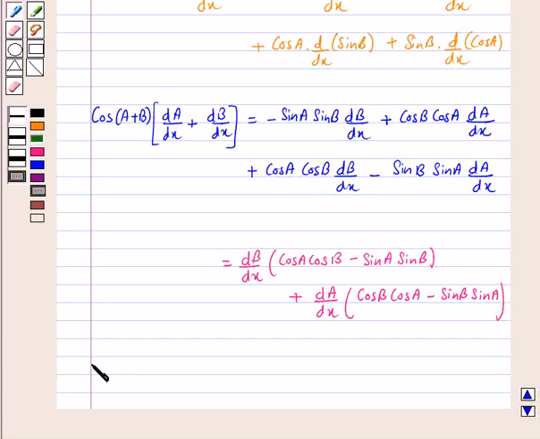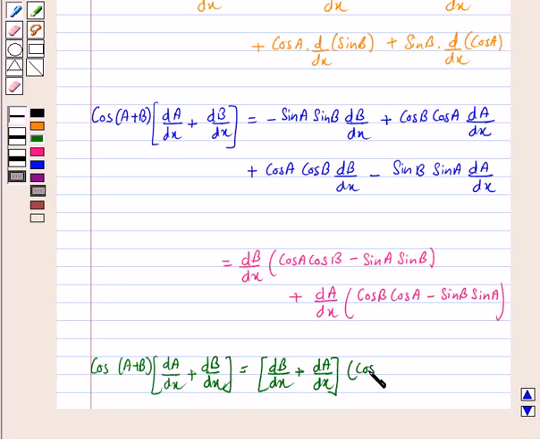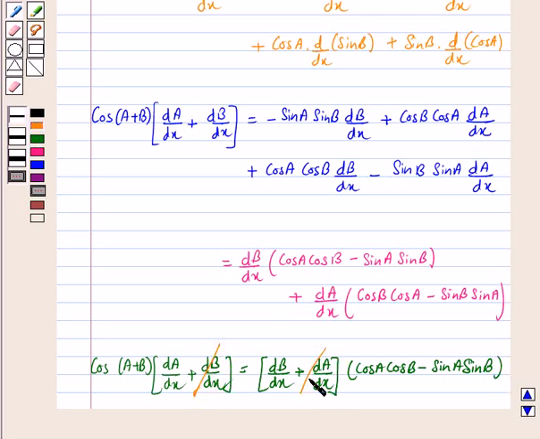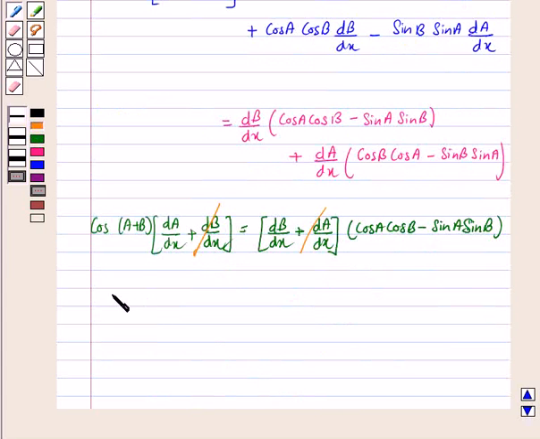Now therefore cos A plus B into dA by dx plus dB by dx is equal to, again, dB by dx plus dA by dx into cos A cos B minus sin A sin B. Now we have cos of A plus B equal to cos A cos B minus sin A sin B.